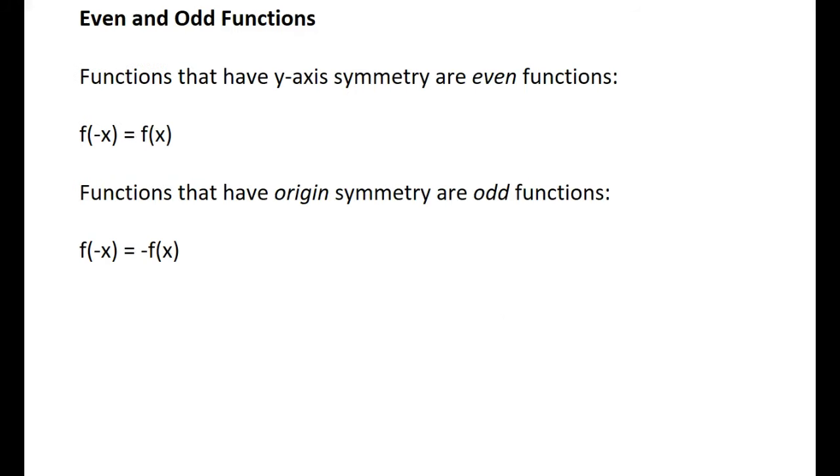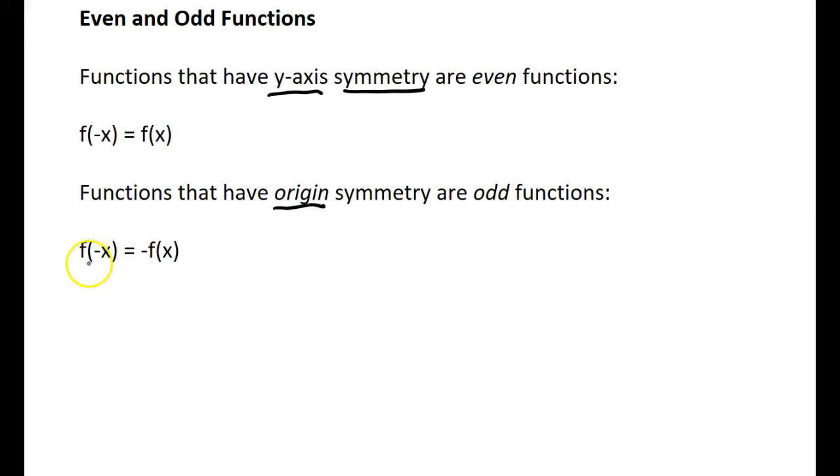Now, we can classify some functions as even functions and some other functions as odd functions, and lots of functions are neither. But how do we know if they're even or odd? Well, it turns out that functions that have y-axis symmetry are even. That means if I replace x with negative x and I get the same thing I started with, it's even. Functions that have origin symmetry are odd functions.